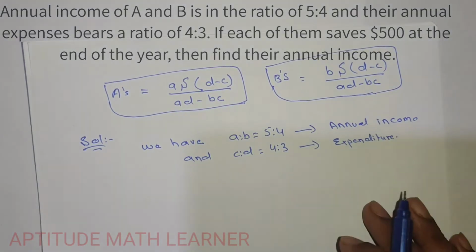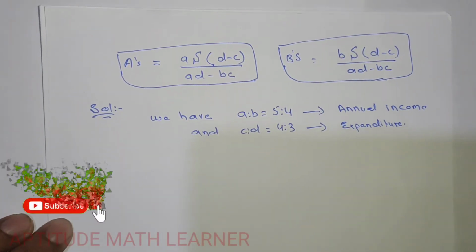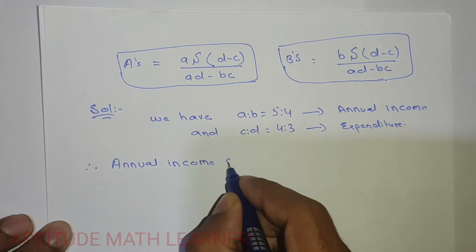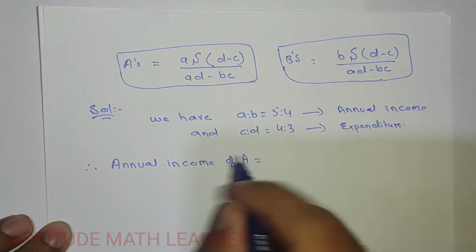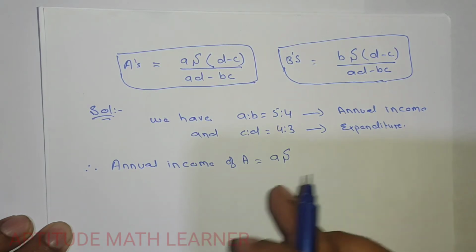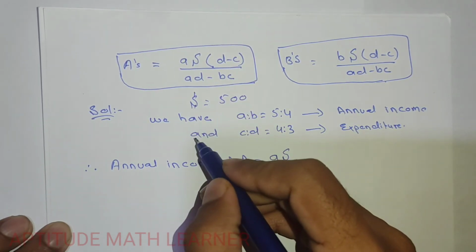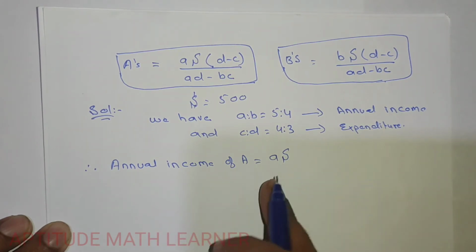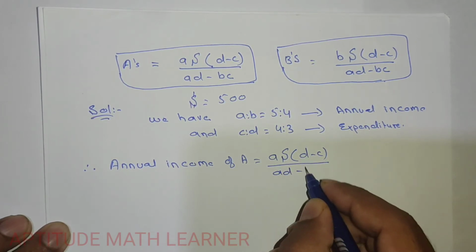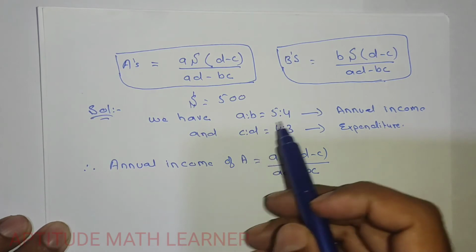So to find the annual income of A, we use the formula for the annual income of A, that is A times S. Here S is equal to 500, which is the saving. So the income of A is equal to A S times D minus C upon AD minus BC. We put the values of A, B, C and D in the formula.